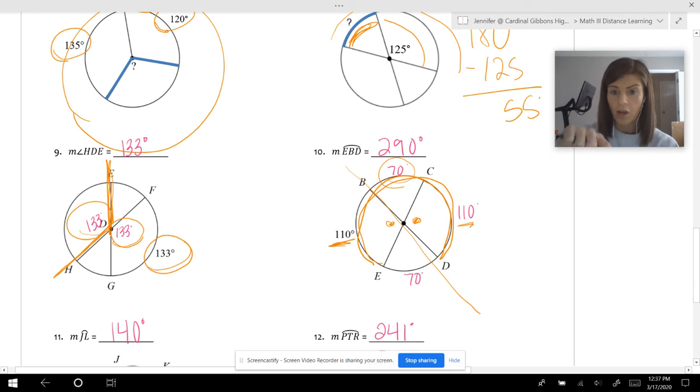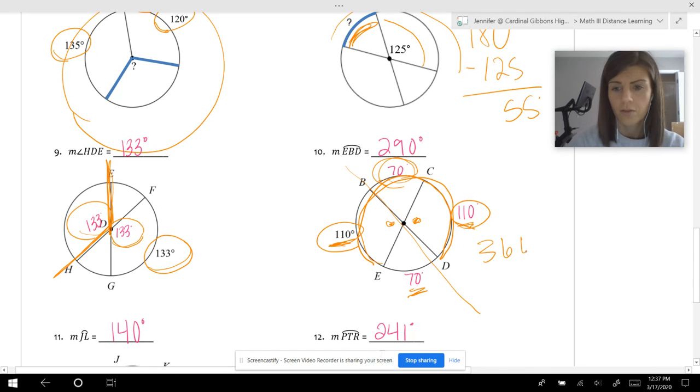So for this one, you could have either added 110, 70, and 110 to get the 290, or you could have seen that you were looking for the whole circle except for this 70 degrees right here. So you could have also said 360 minus 70 to get the 290.